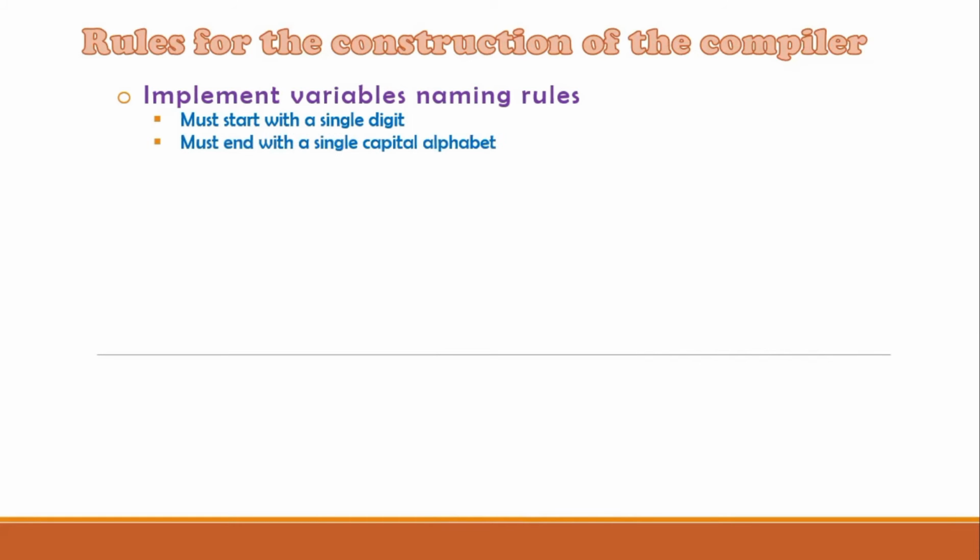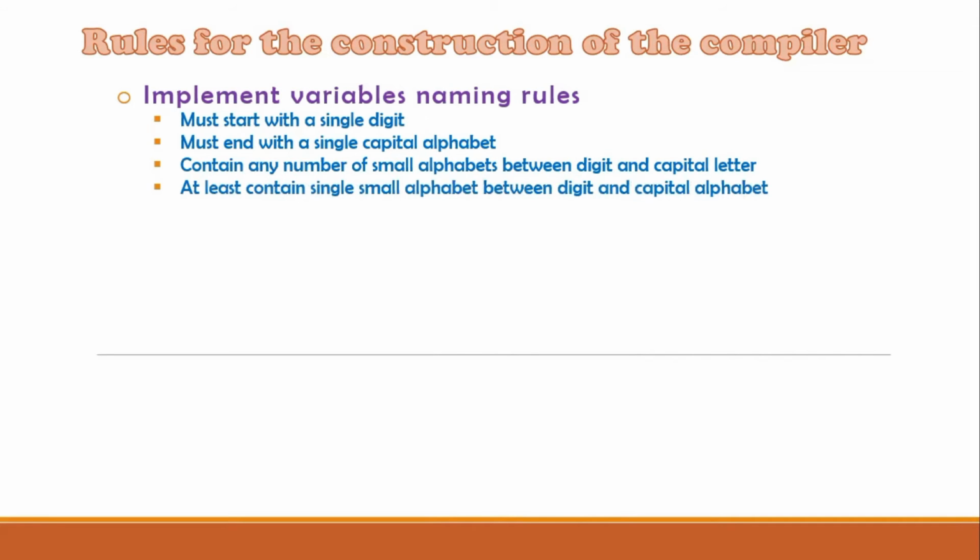The second rule regarding that variable is that it will end with a capital alphabet, or we may say a capital letter. The third one: as the variable is starting from a digit and ending at a capital letter, where are the small letters? These small letters are in between those digits and the capital letters, and there can be more than one, but at least one small letter is necessary. It must be used. So these are the four major rules that are going to be followed regarding the variable naming.